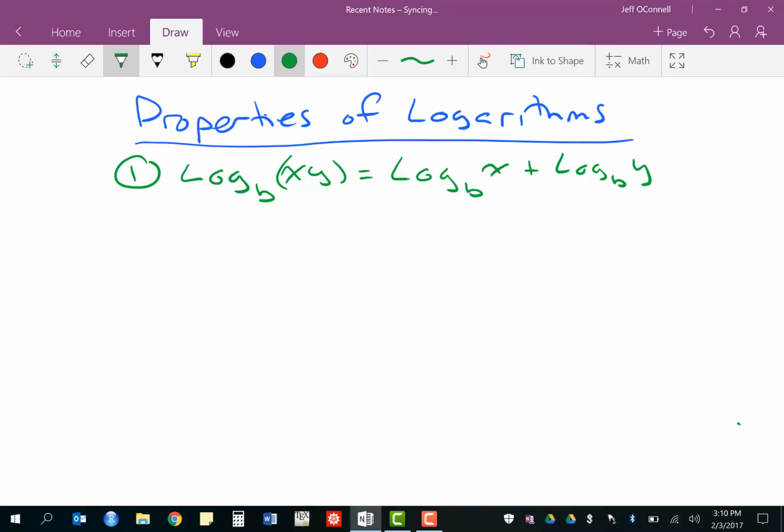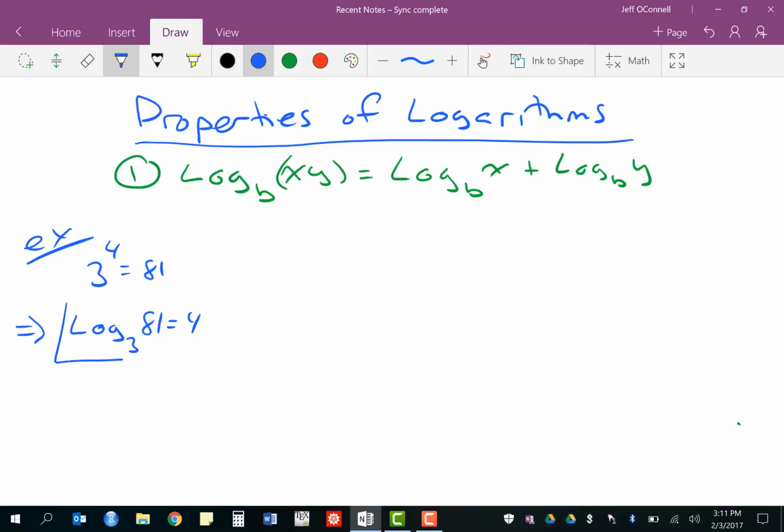And what I'd like to do as we're going through these is to verify that these are in fact true. And the way that I'm going to verify it is, let's consider the following example. We know that 3 raised to the 4th power is equal to 81. And if I think about that as being in exponential form, then in logarithmic form, that would say that the log base 3 of 81 is equal to 4. So this is going to be kind of my key example. So we know that the log base 3 of 81 is equal to 4.